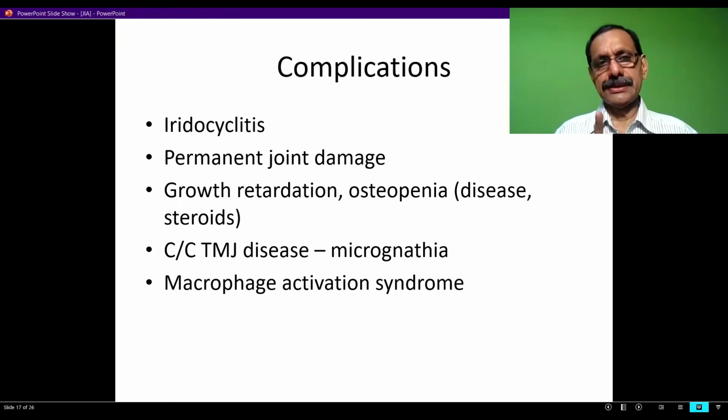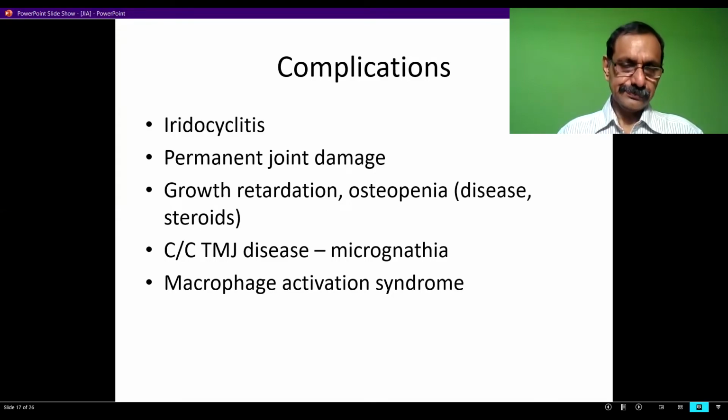So that is the importance of periodic eye checkups in juvenile idiopathic arthritis. Second complication is joint damage. The joint cartilage can be damaged. The joint space gets narrowed. There can even be ankylosis. The movement may be so restricted that there may be hardly any joint.